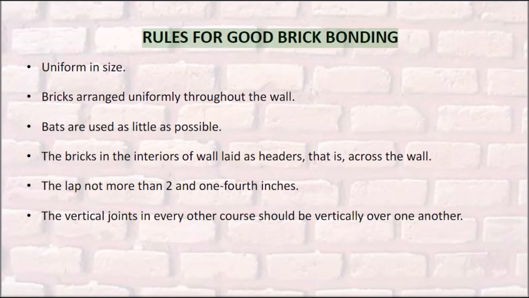Rules for good brick bonding. Bricks should be uniform in size and arranged uniformly throughout the wall. Bats are used as little as possible. The bricks in the interiors of the wall are laid as headers, that is, across the wall. The lap should be not more than 2¼ inches. The vertical joints in every other course should be vertically over one another.